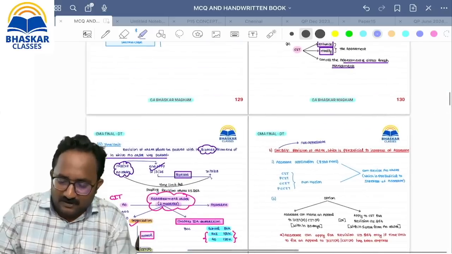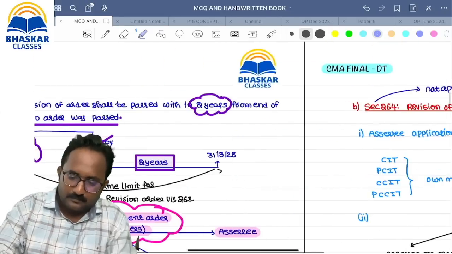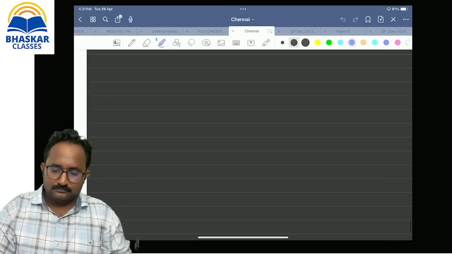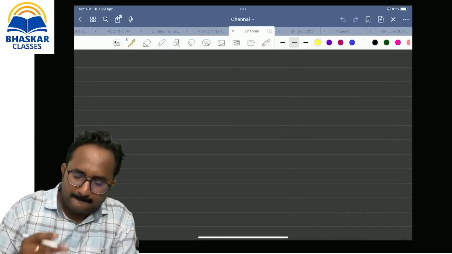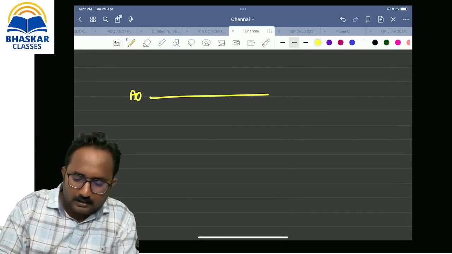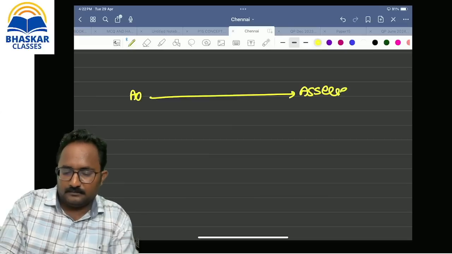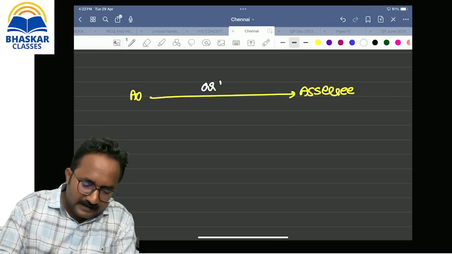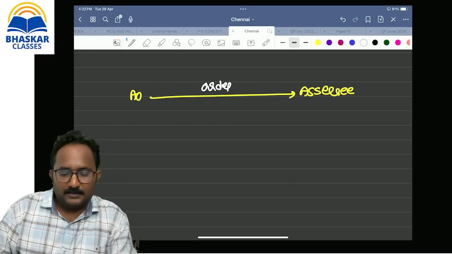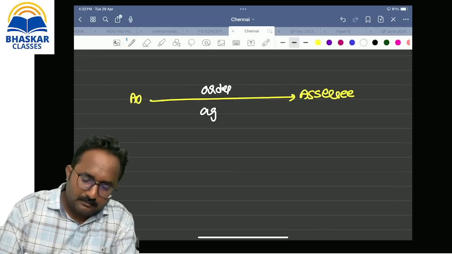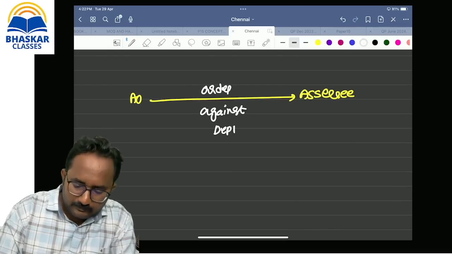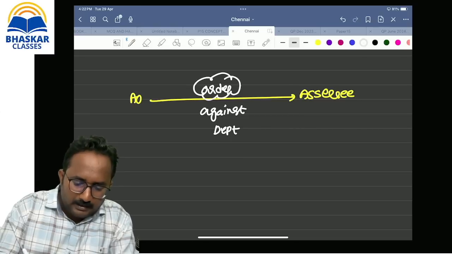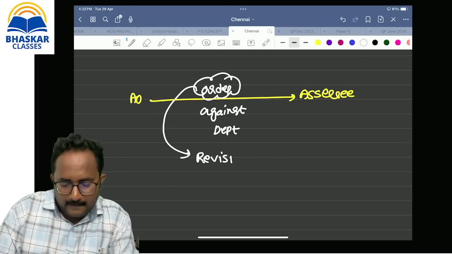Now we can start 264. Shall we start, ma? Okay. Check out the screen, ma. I have to tell one point, listen, ma. The AO passed an order to SSC. Listen, this assessment order is against whom, ma? Department. So now, this order can be revised by whom? Revision under section 263 by whom, ma?